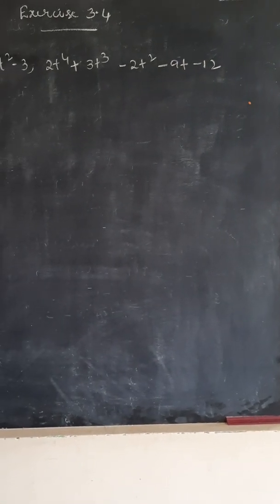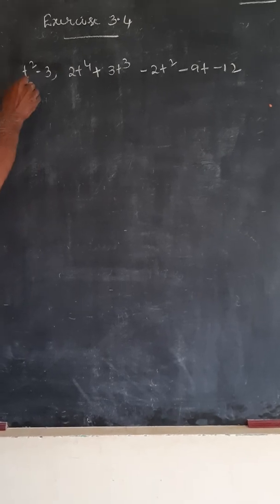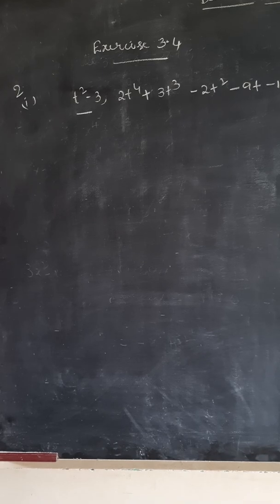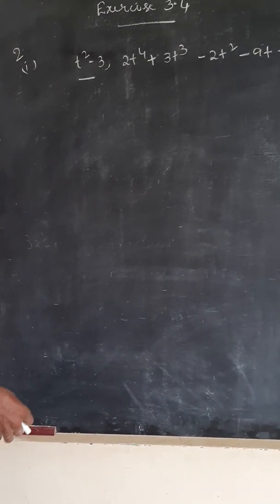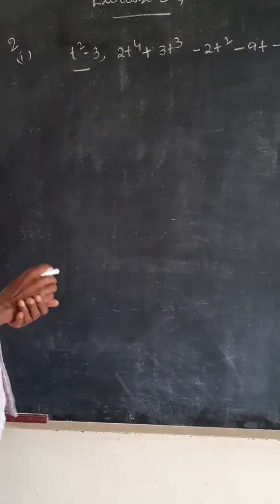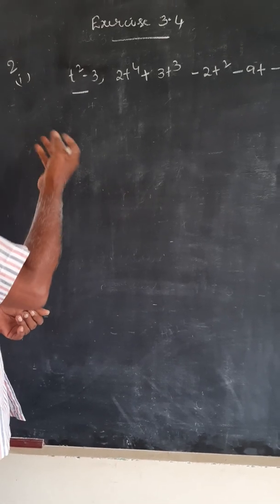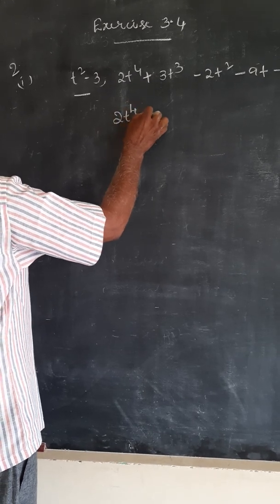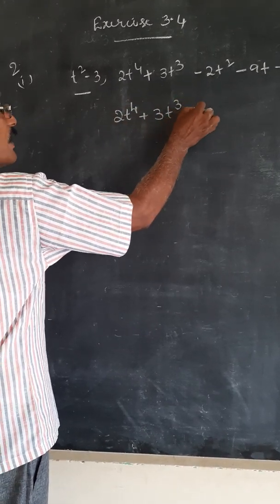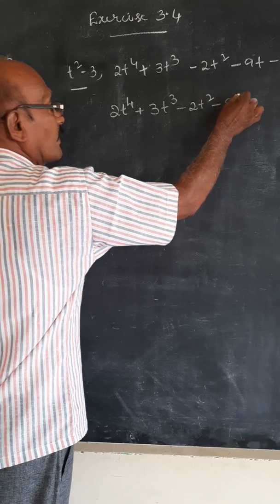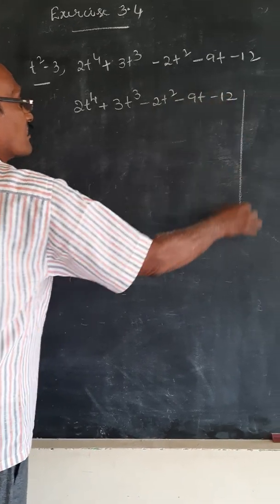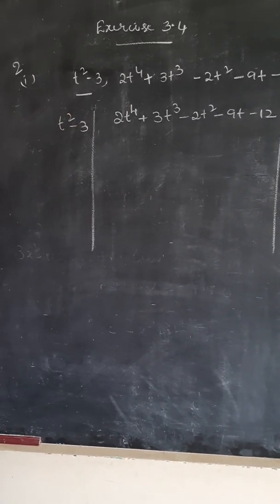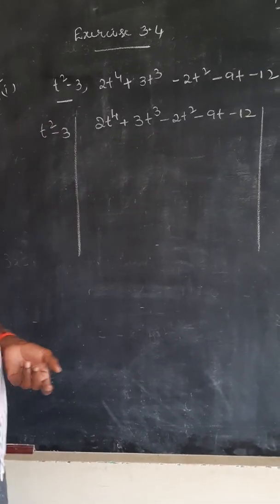Check in which case the first polynomial is a factor of the second polynomial by dividing the second polynomial with the first polynomial. So divide the second polynomial with the first polynomial and check whether it is a factor or not. So I will take the second polynomial 2t power 4 plus 3t cube minus 2t square minus 90 minus 12. Divide it with t square minus 3. Already the terms are in descending order of the powers.